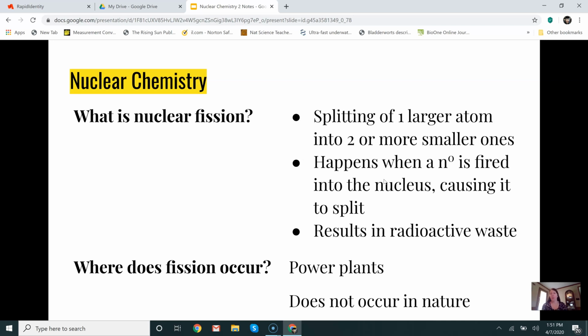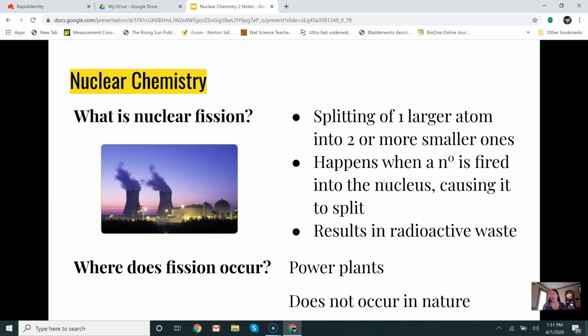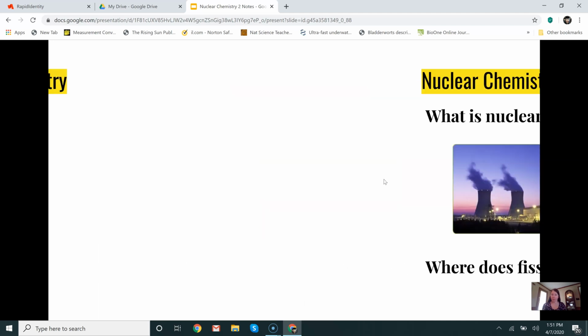The downside for fission, we have power plants all over the world now. We have radioactive waste produced, and it takes thousands of years to become harmless. So this is a consideration when using this as a power source. So again, fission, we're splitting atoms.